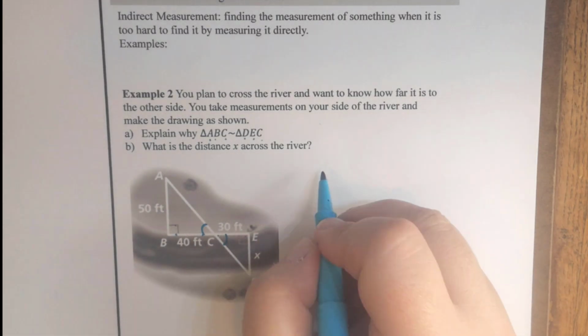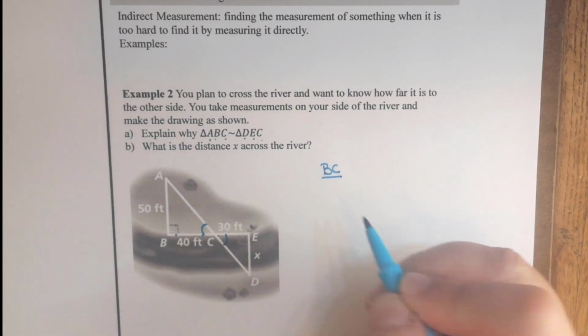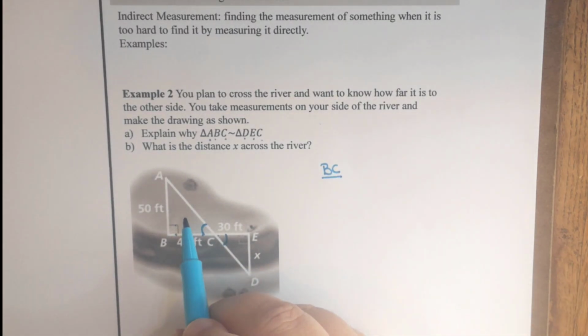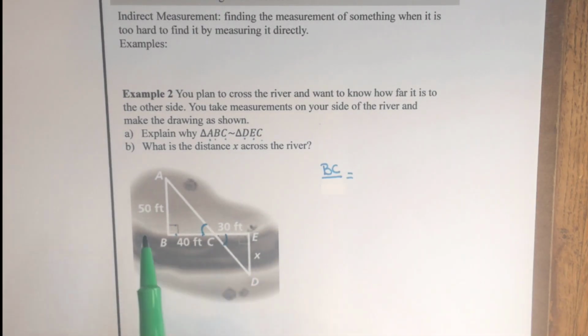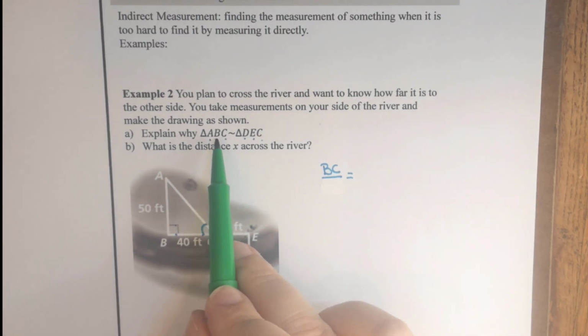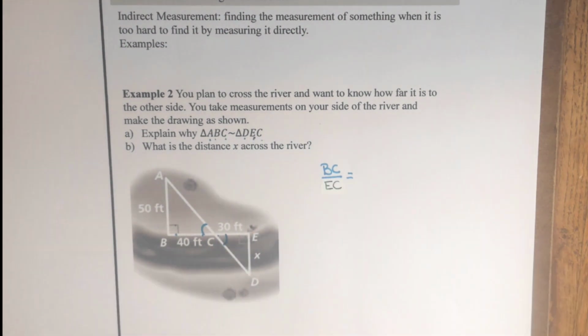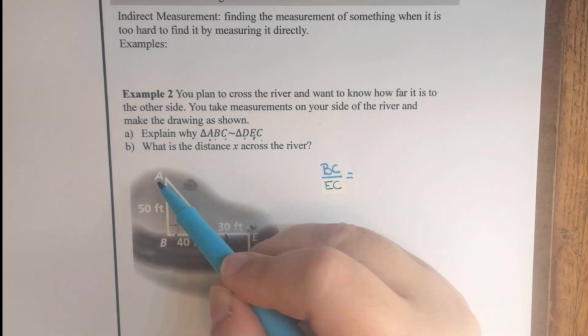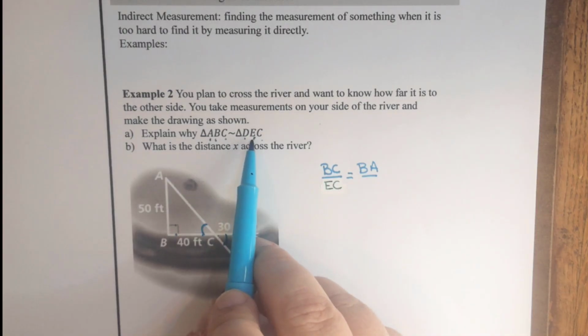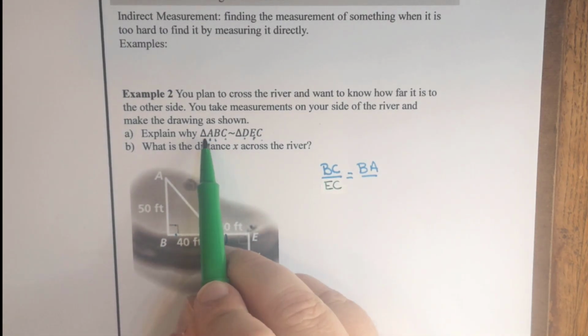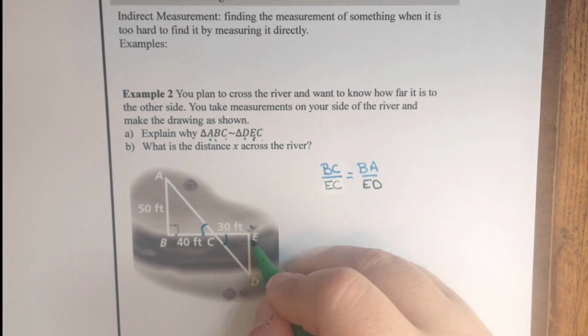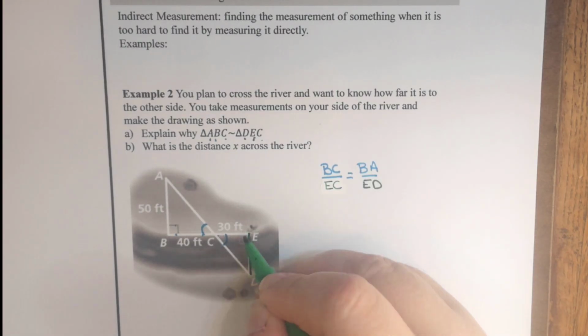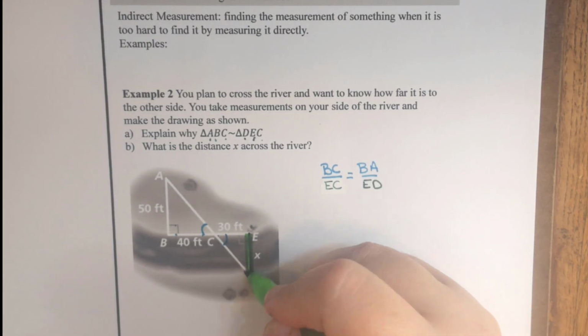So I have to go from this triangle to this triangle. So we know BC is to EC. And then we need the other side. BA, so BA went to ED, which is good because ED is that length I'm looking for. Right here, that's that length I'm looking for.